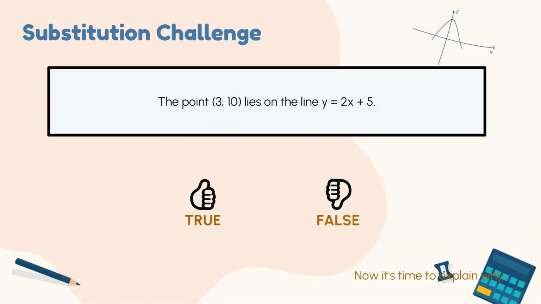Now, let's try a substitution challenge. The statement says, the point (3, 10) lies on the line y equals 2x plus 5. Is that true or false? Pause the video and check it by substituting x equals 3 into the equation. Then compare your calculated y value with the y coordinate in the point.